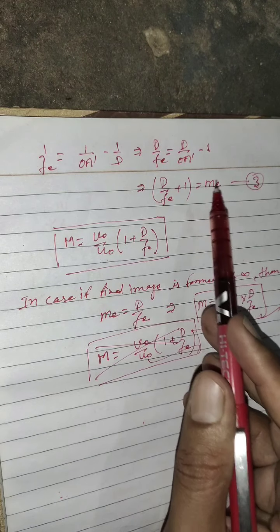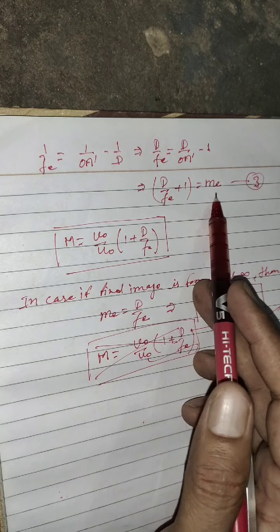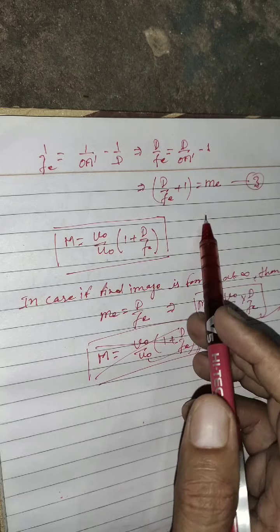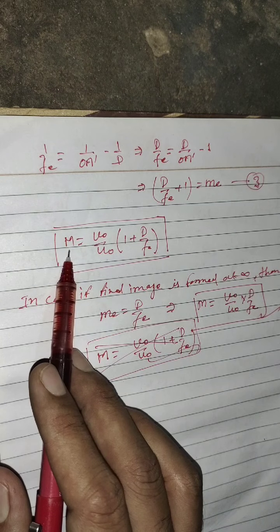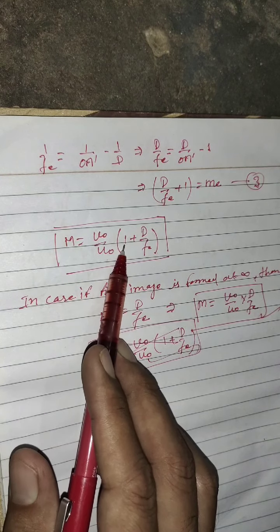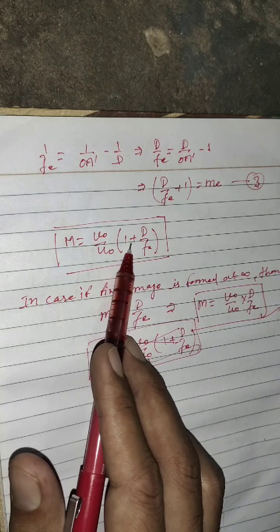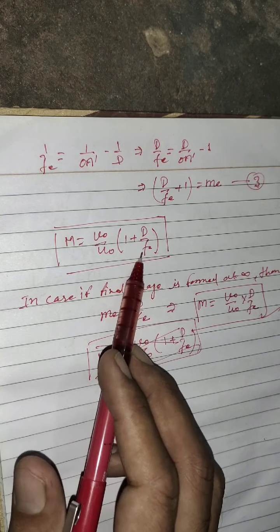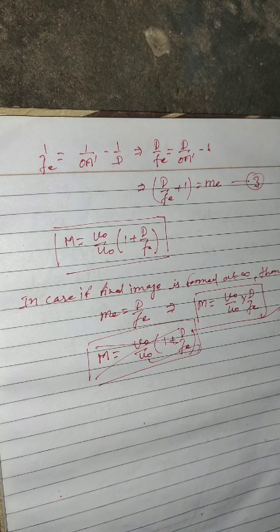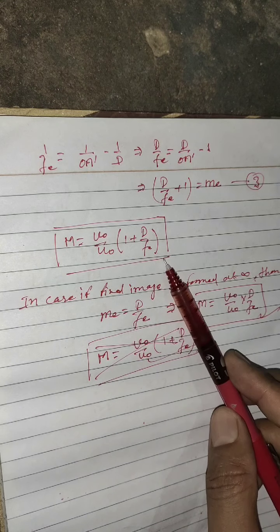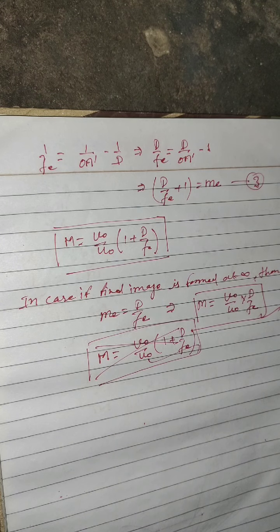Now if we put the values of mo and me in equation 1, then we have the total magnification v0 upon u0 into 1 plus d upon fe. Now this is the formula for the magnification when the final image is formed at the least distance of distinct vision.